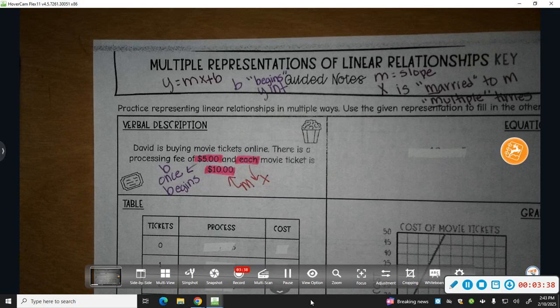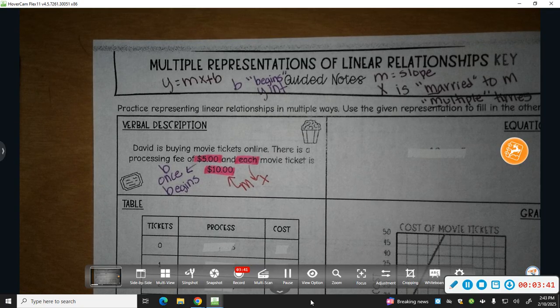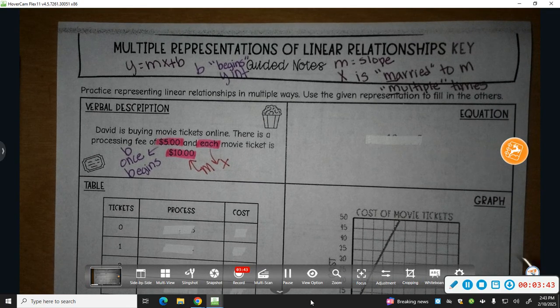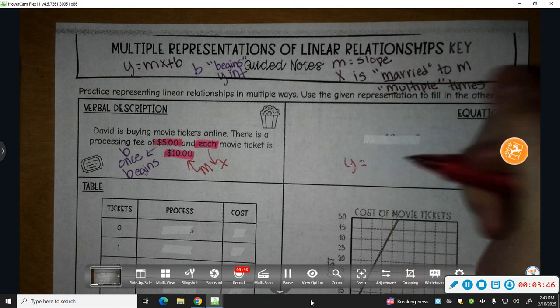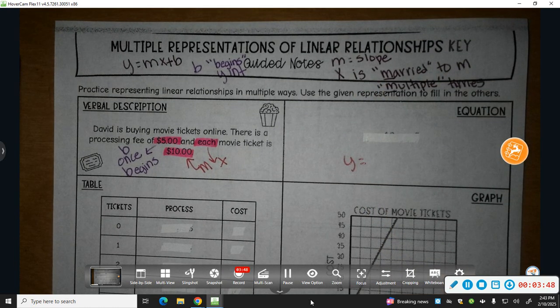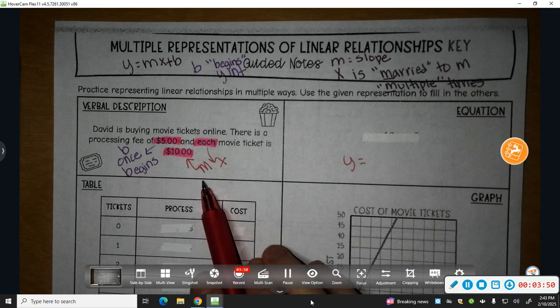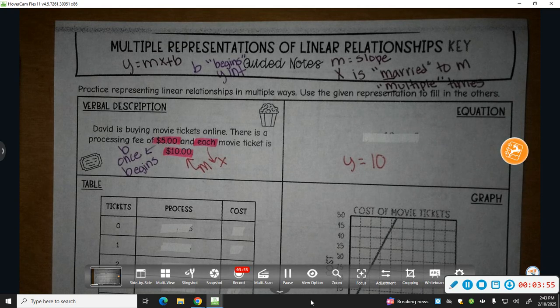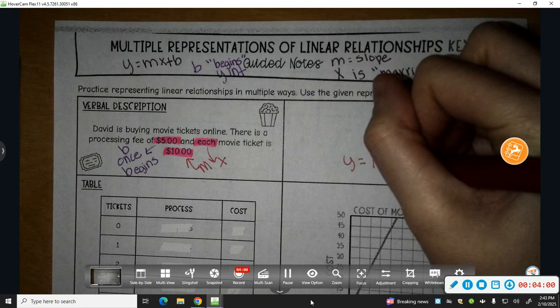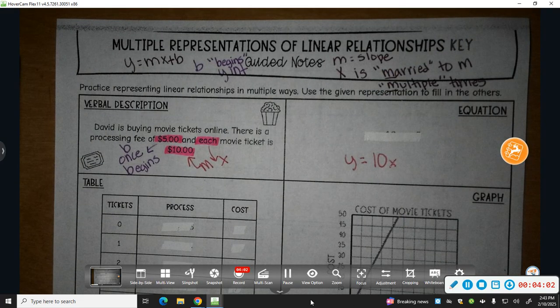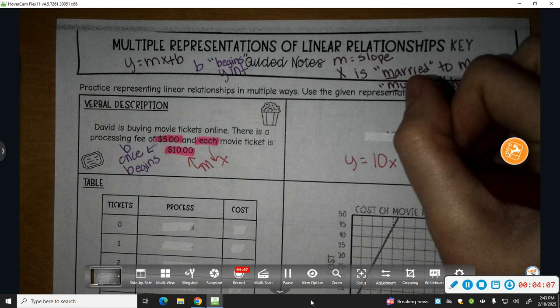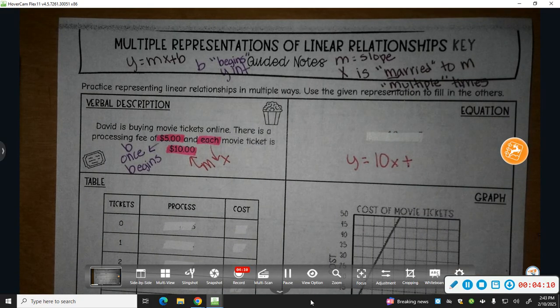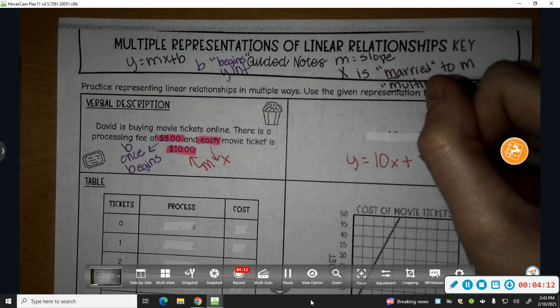Now that I have all of that information from the word problem, I can write my equation. So over here in this box where it says equation, I know that it's going to start with y equals. Then I need to write my slope. That's what happens multiple times. That's the cost of the ticket. Okay, it's $10 for a ticket. M is married to X, so I need an X right there next to it. And then I'm going to add my B to the end. My B is where I begin. It's the value that only happens once, and in this case, it's 5.